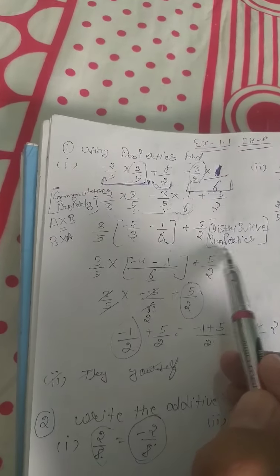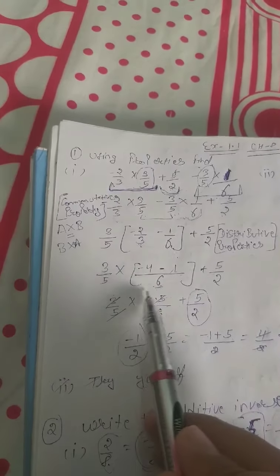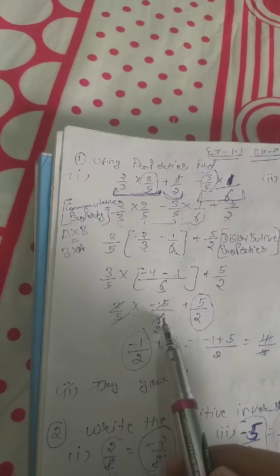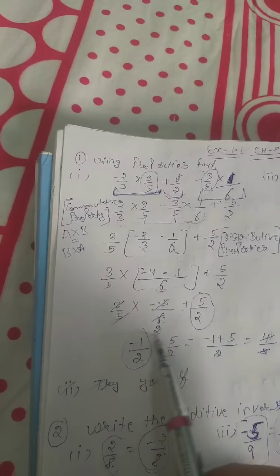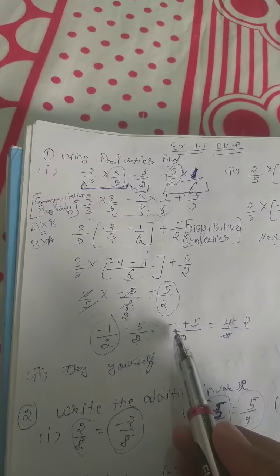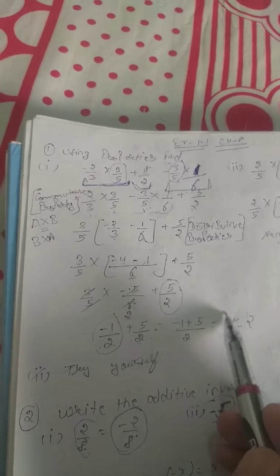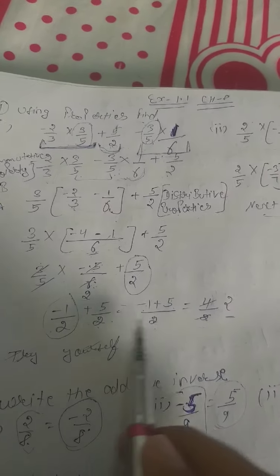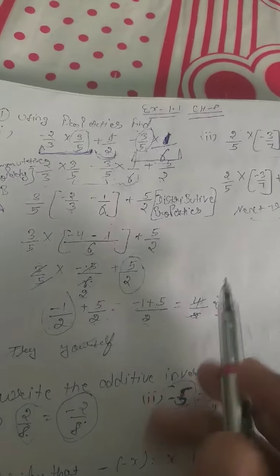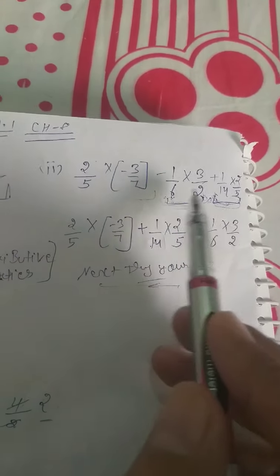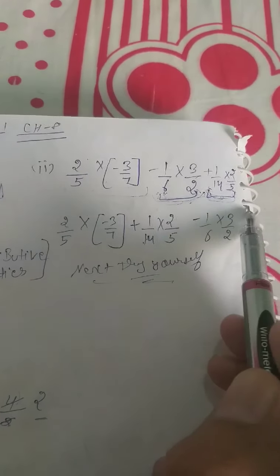In the third step we use the distributive property. So 5 cancels out with 5, 3 cancels out with 6, the answer is minus 1 by 2. Minus 1 by 2 plus 5 by 2 is equal to minus 1 plus 5 by 2, the answer is 4 by 2, which is 2. In this we take the LCM.